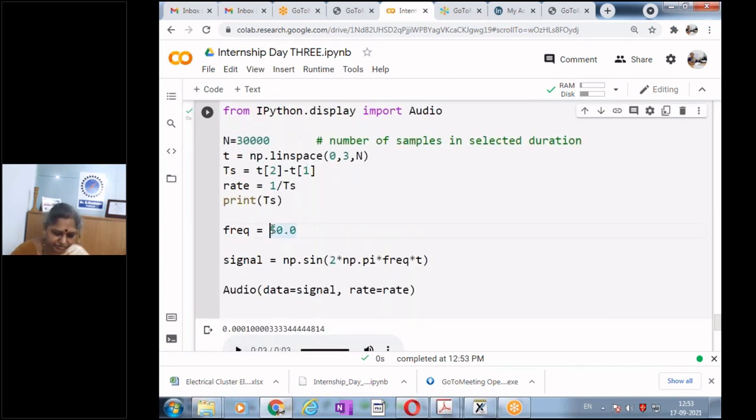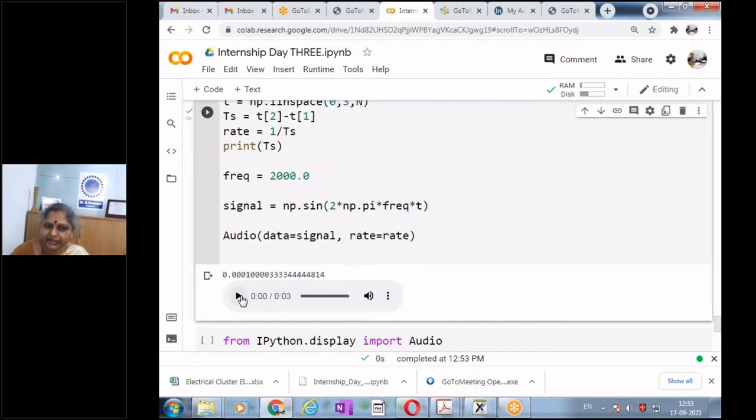Let us say you change the frequency to 2 kilohertz. Run it and then hear it. Do you hear it?